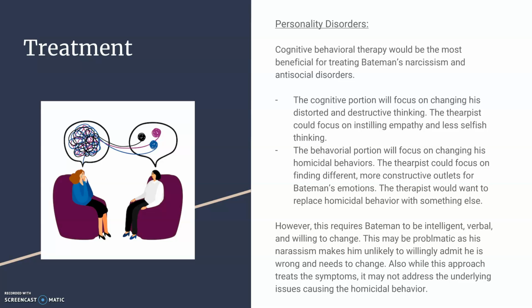Bateman's role within all of this is to be intelligent, verbal, and willing to change. While throughout the movie we can obviously see he is intelligent and very verbal, the willingness to change would be hard due to his narcissism. It may be hard for him to address his underlying issues that are causing his homicidal behavior, and he may not be willing to change it.